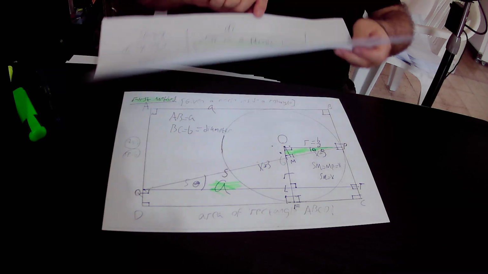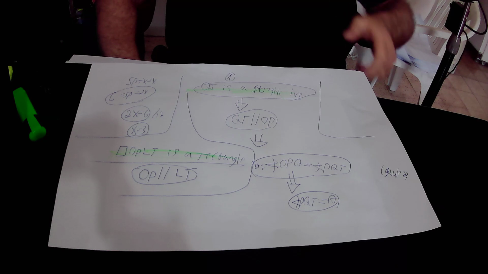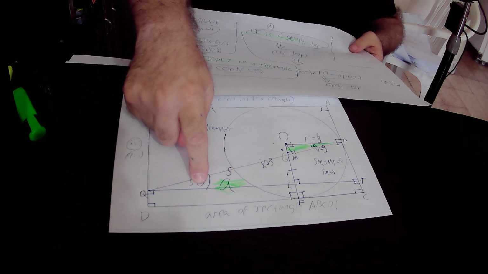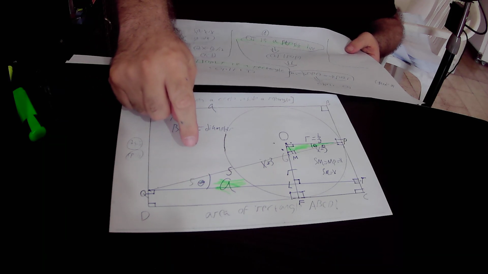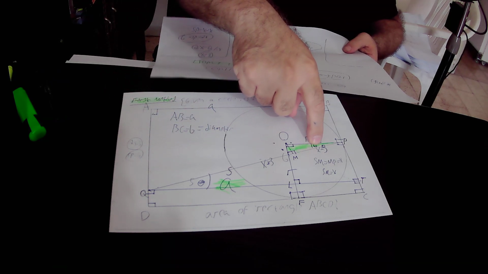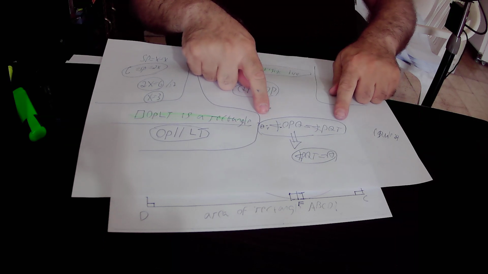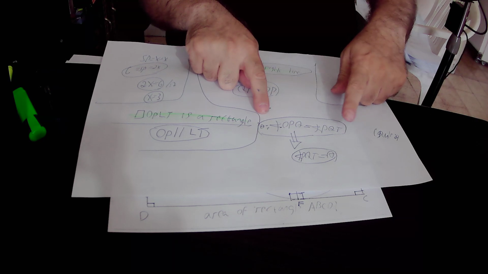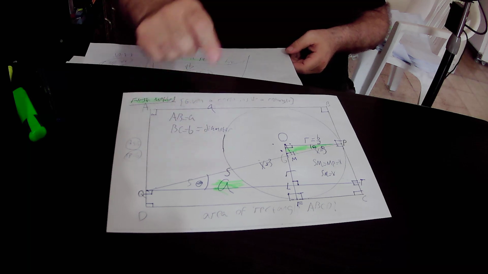That is to say, angle OPQ equals angle PQT. So if we define angle OPQ, this angle, as theta, then from this equation, theta equals OPQ equals PQT, we define that angle PQT is also equal to theta. So this angle is also equal to theta. Okay.